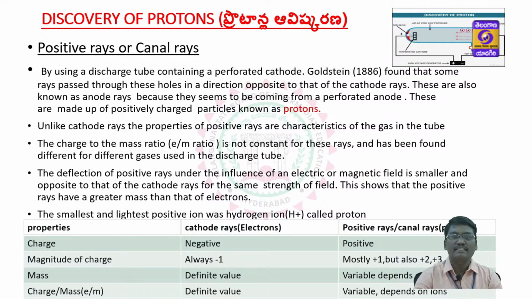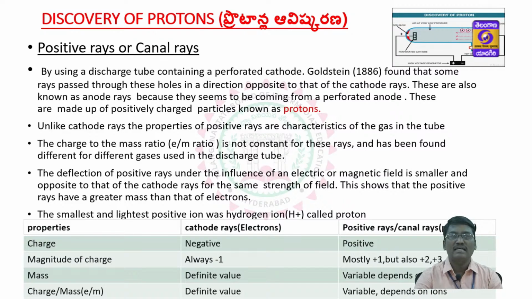So this shows that the positive rays have greater mass than that of electrons. That is, protons have more mass than the electrons. So if we observe the difference between the cathode rays, that is electrons, and anode rays, that is protons, we see some properties like charge: negative charge for cathode rays, whereas positive charge for anode rays or canal rays, that is positive rays.